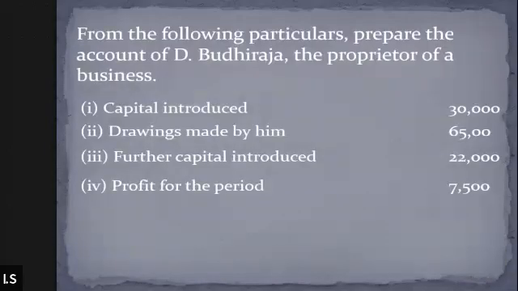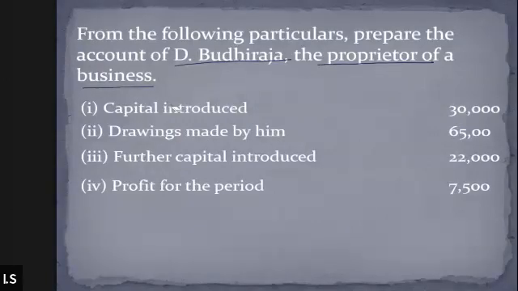All right, so let's start our session with this question. In this question also, we are required to prepare the account. This question is saying that from the following particulars, prepare the account of D. Buddhiraja. So D. Buddhiraja is the proprietor of a business, right? So if he's a proprietor, then we need to prepare the capital account for Buddhiraja.